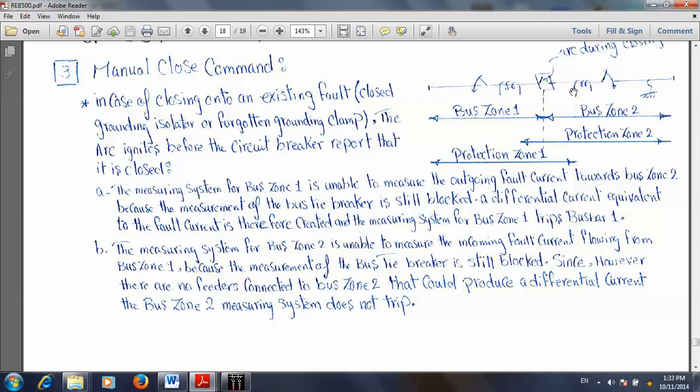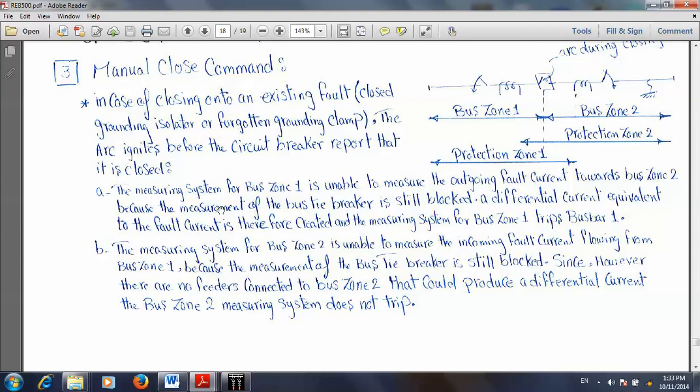It means both CTs here are excluded from the measuring system. It means all currents here are going out from this bus and are not stabilized with their CT, with the bus section CT. It means bus zone 1A will indicate a fault and it will trip.